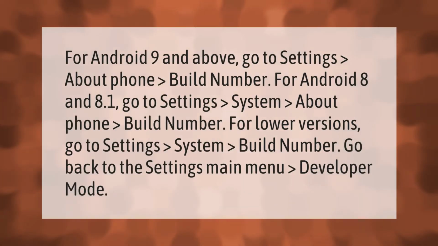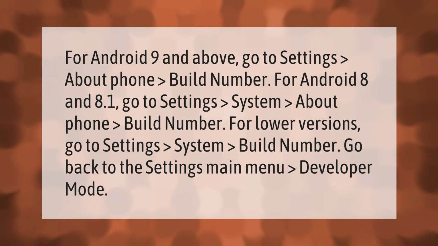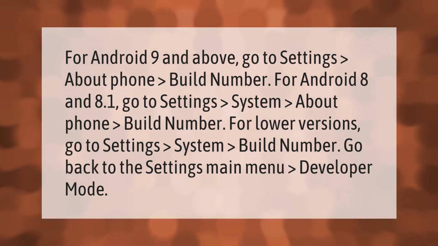For Android 9 and above, go to Settings, About Phone, Build Number. For Android 8 and 8.1, go to Settings, System, About Phone, Build Number. For lower versions, go to Settings, System, Build Number. Go back to the Settings main menu, Developer Mode.